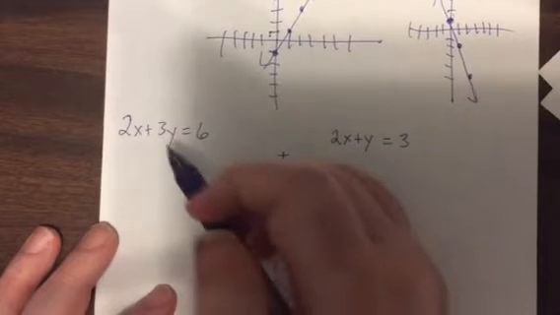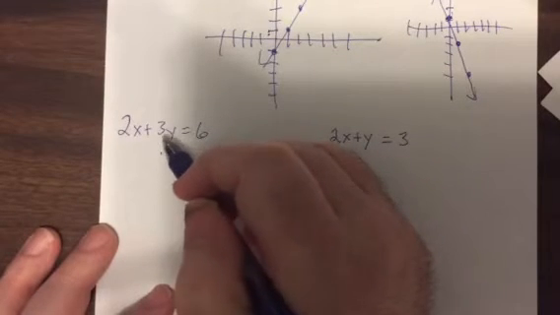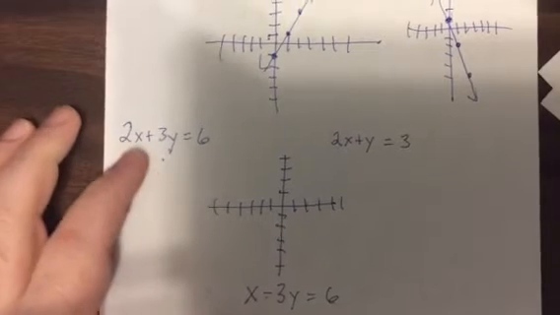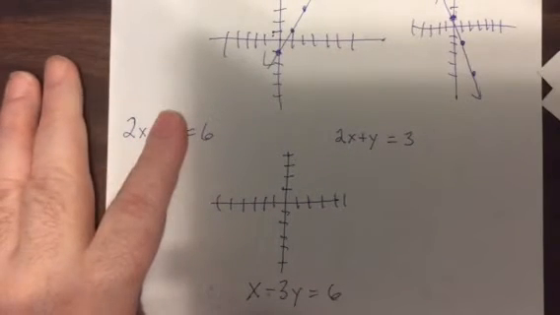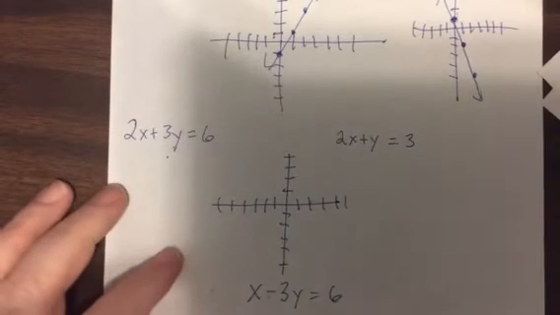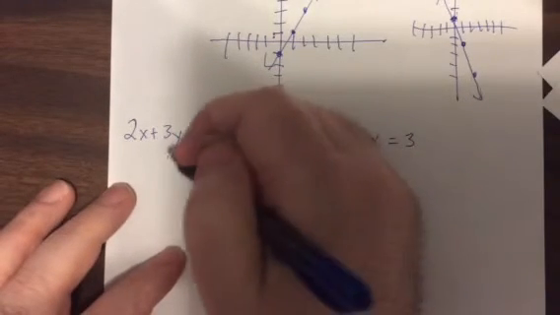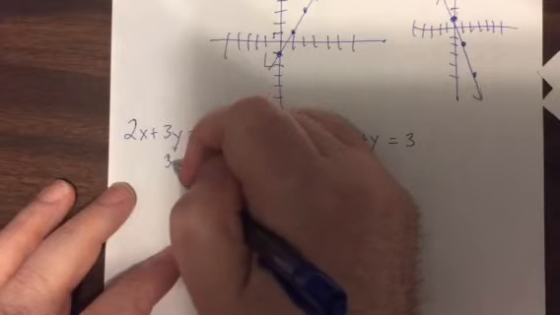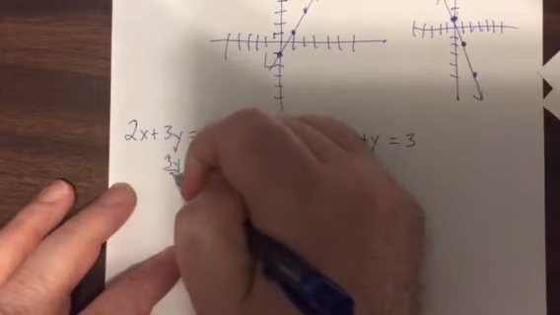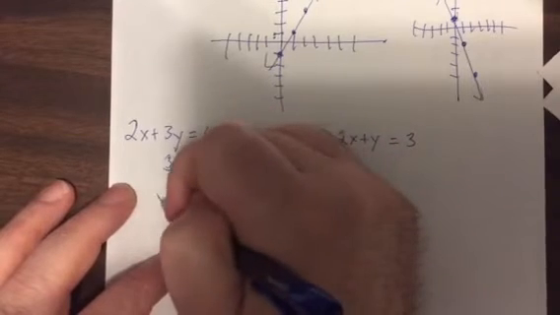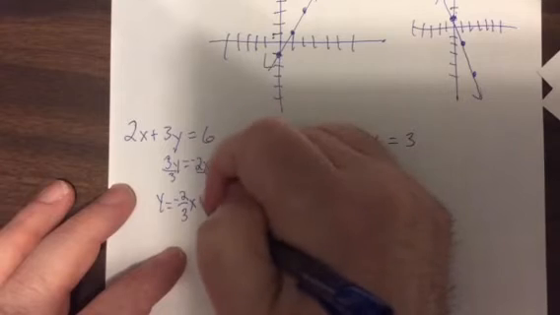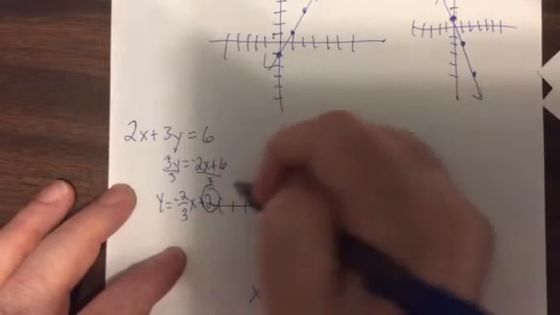Now, for these, we just have to solve it for y first. Personally, if it said just graph, I would do intercepts. Put 0 in for y, that's the x-intercept. Put 0 in for x, that's the y-intercept. But for this one, I'm going to subtract 2x, then divide by 3. So there we go. That's the y-intercept.